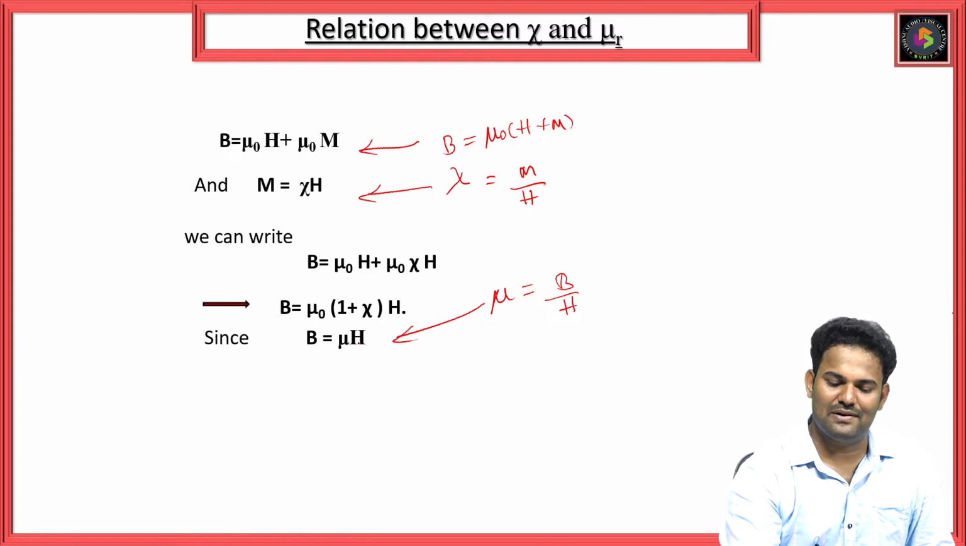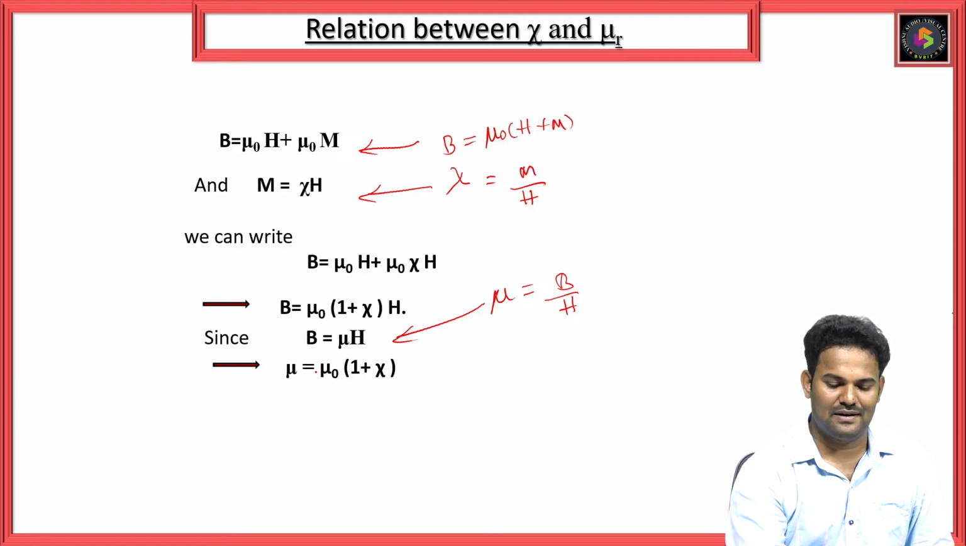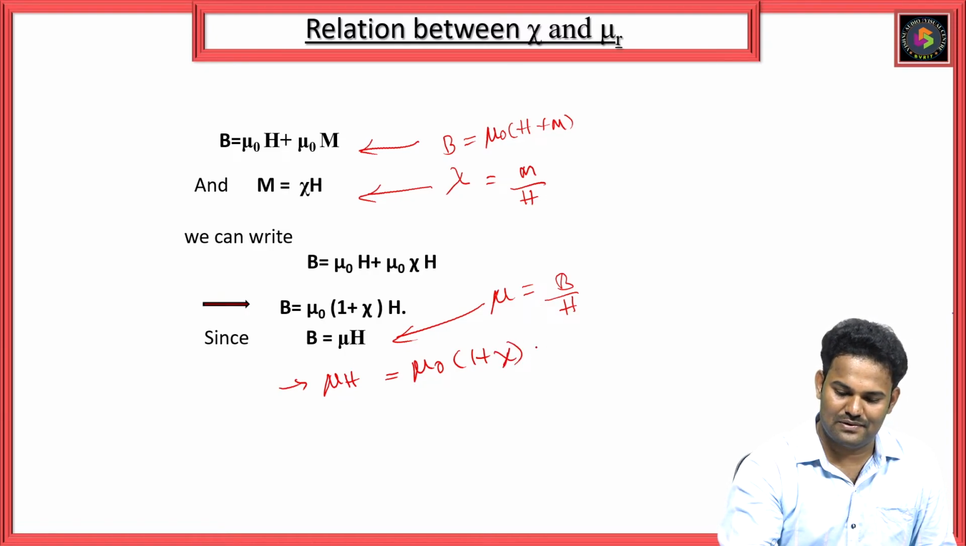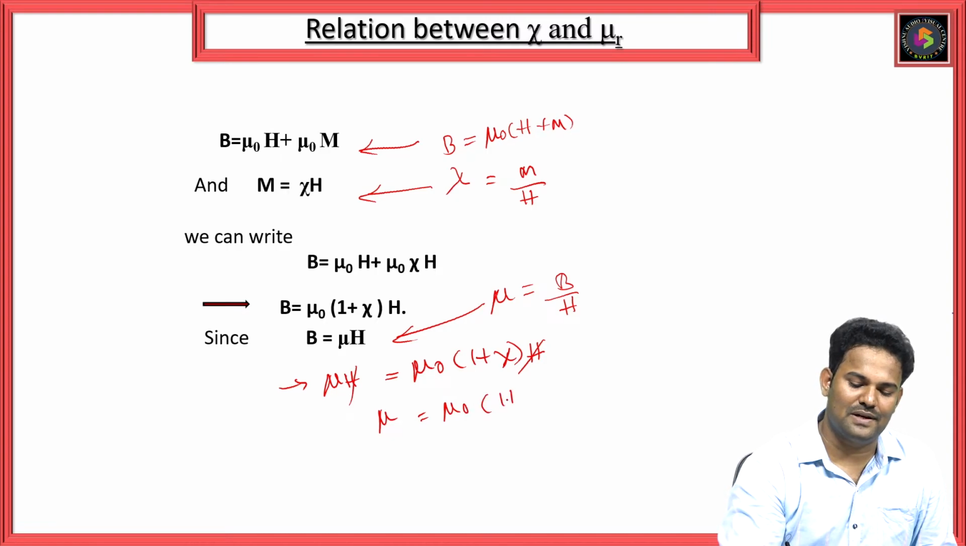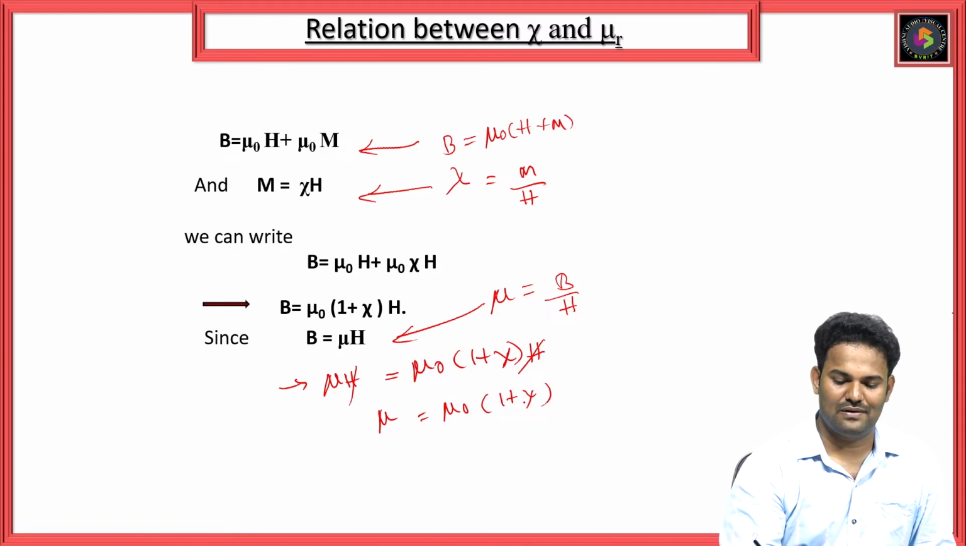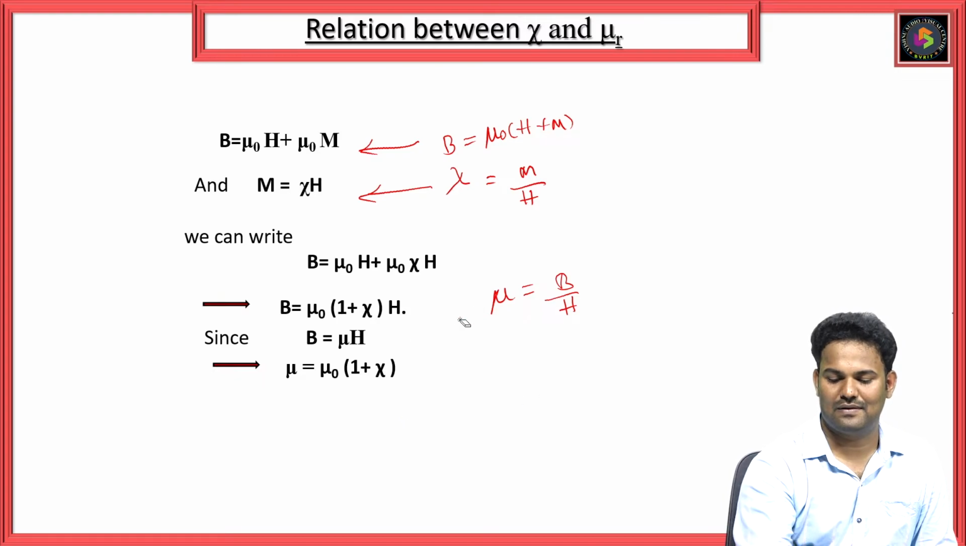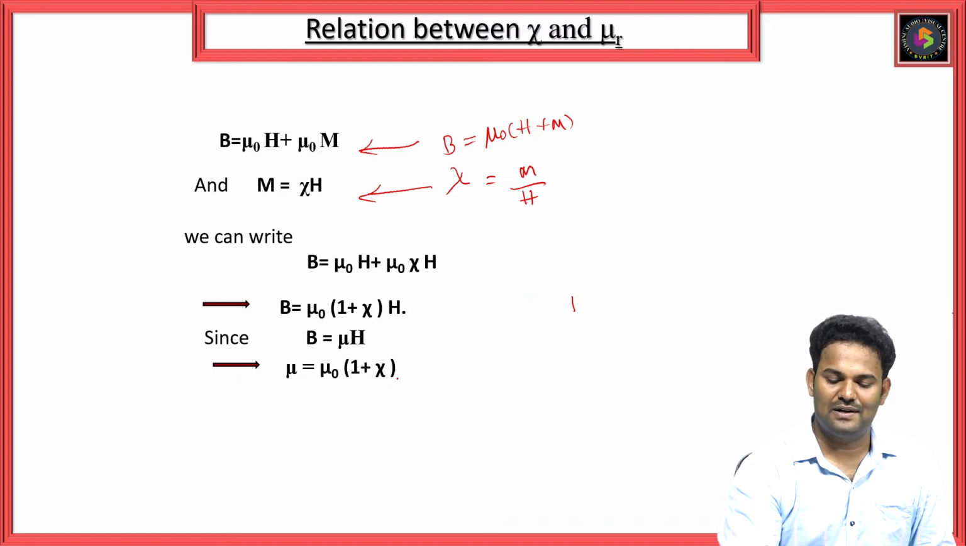So now I will substitute this B value. B is equal to mu H, that implies mu H is equal to mu naught into 1 plus Xi into H. So here H and H get cancelled. So mu is equal to mu naught into 1 plus Xi value we will receive. So mu is equal to mu naught into 1 plus Xi.